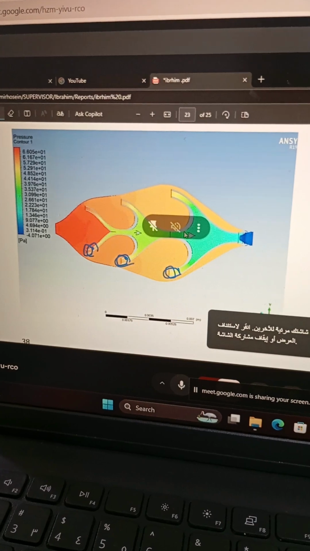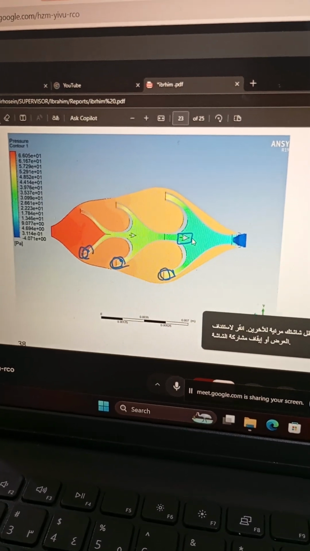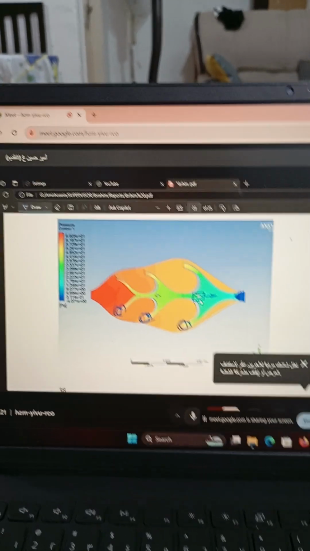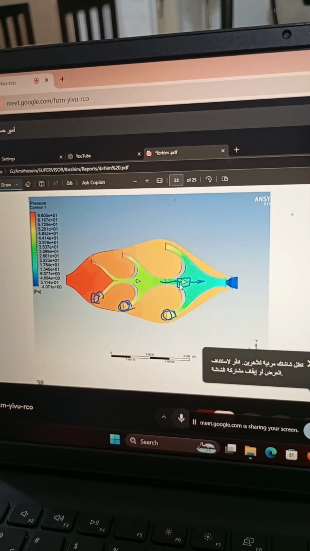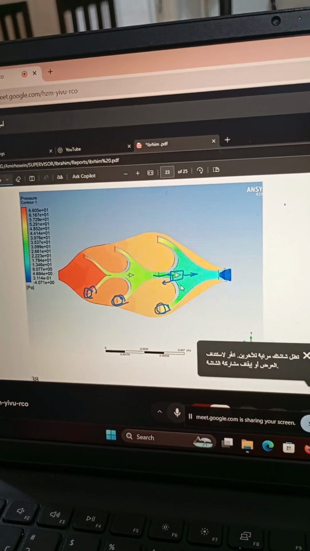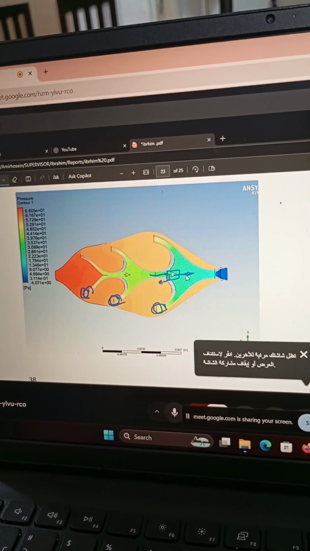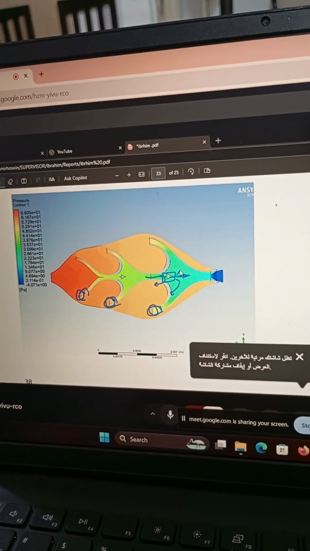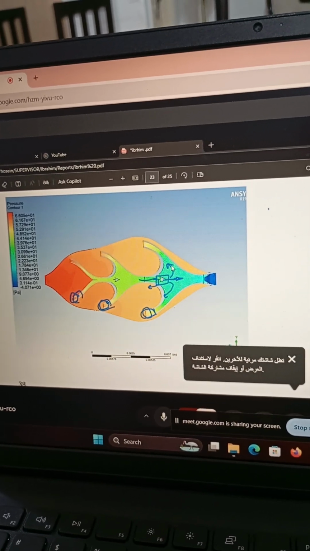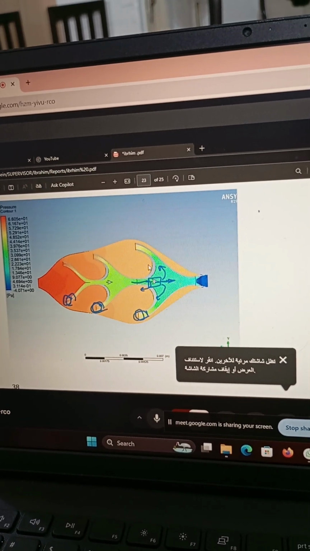And the other parameter is the location of this obstacle. We can change the location of this obstacle in this direction and see its effect. When the flow is going in this direction, it will return the flow back. But if we change the position to here, the flow will go back in this direction in these two channels, and it will help to increase the diodicity.